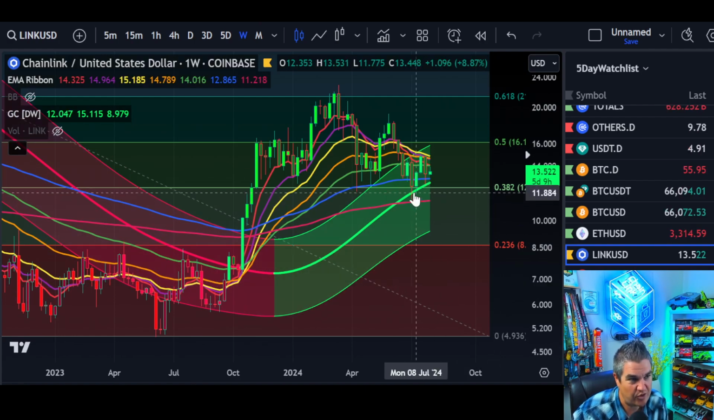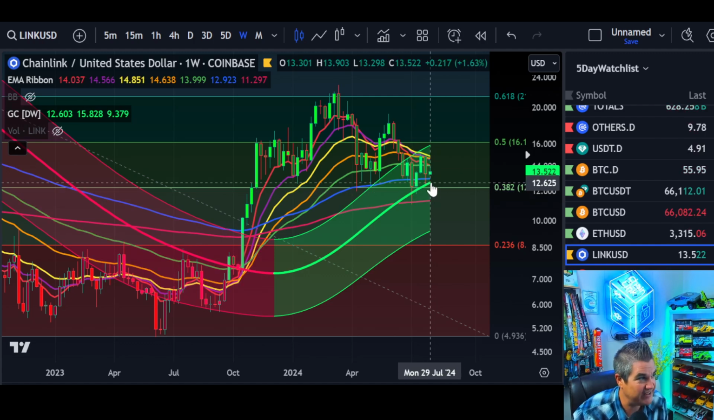Better news is that we haven't closed below the median Gaussian line here. So again, three consecutive taps and holds. Great. Let's not close under that. That median line, very important, is at 1260. We should not be closing a weekly candle under 1260.